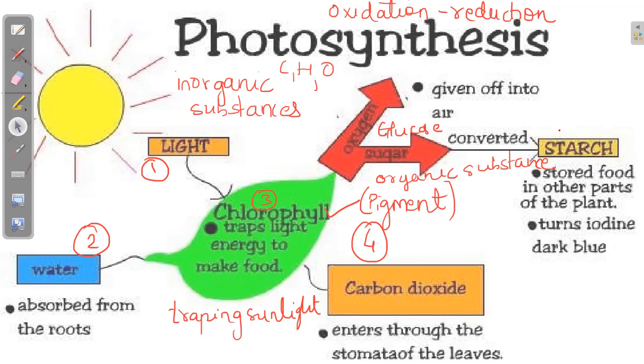Like us, most of our energy is stored in the body in the form of glycogen. In the same way, plants store it not as glycogen but in the form of starch. So please remember, the storage form of energy in plants is starch, and starch turns iodine dark blue, which we will discuss later on.